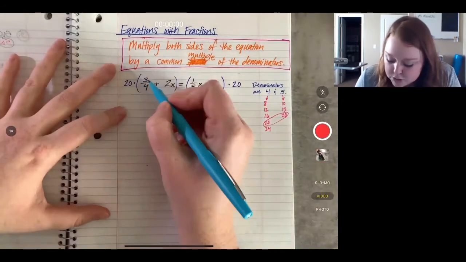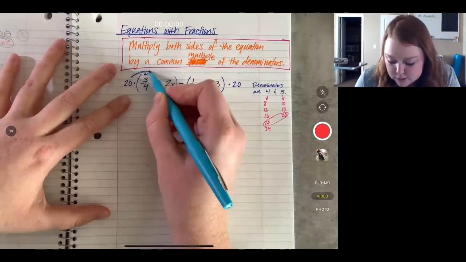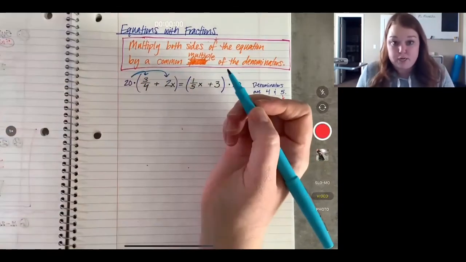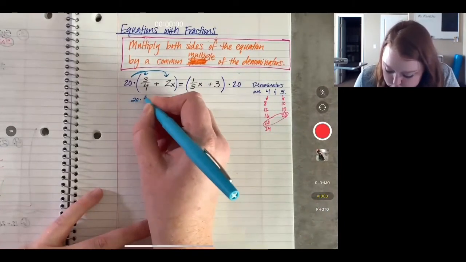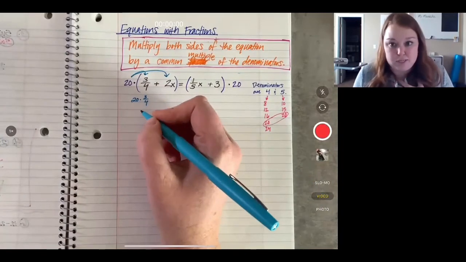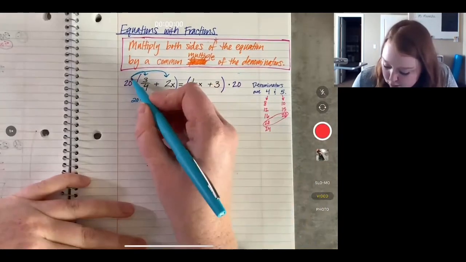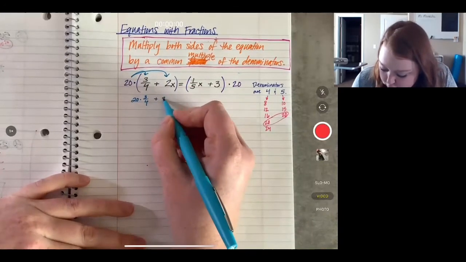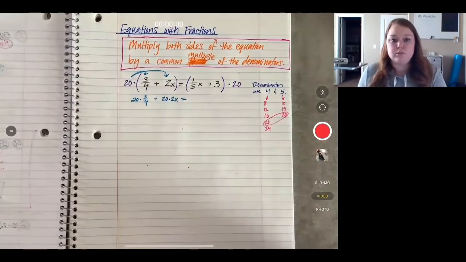So we take everything on the left times 20. Essentially, this 20 is getting distributed to both of those terms, right? So you're going to have 20 times 3/4. And this is what I mean by normally I wouldn't write this step, but I'm going to this time, just so you're clear on what's happening. 20 is also going to get multiplied to the 2x. Drop down your equal sign.